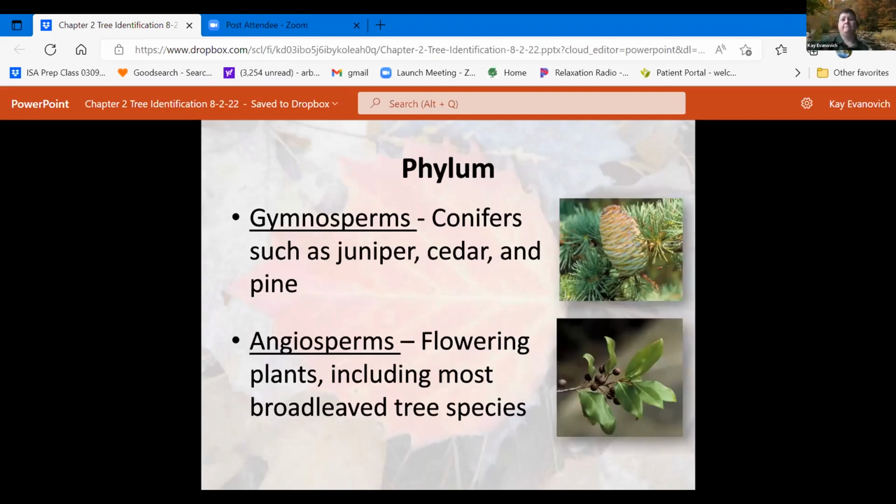Okay, so the phylum. Underneath phylum, we have gymnosperms. So we're talking about those conifers like juniper, cedar, and pine. And then we're talking about angiosperms, flowering plants. Most broadleaf tree species are angiosperms.